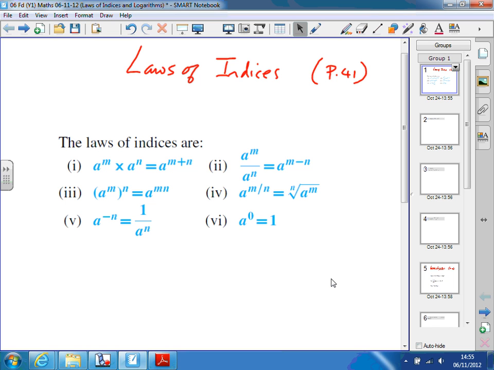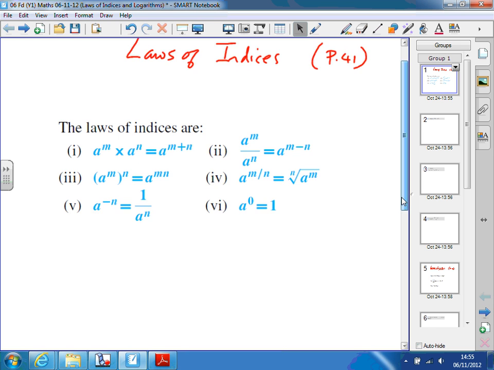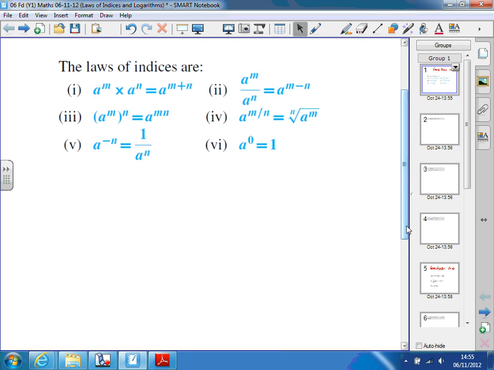Those are the laws of indices, and it's worth trying to remember them, certainly having them written down somewhere so you can quickly refer to them. If we just look at some examples of them. The first one, for example, a to the m times a to the n.